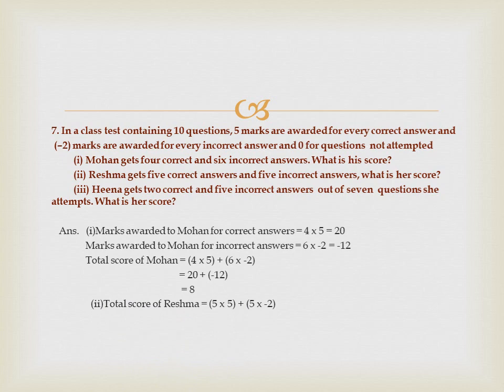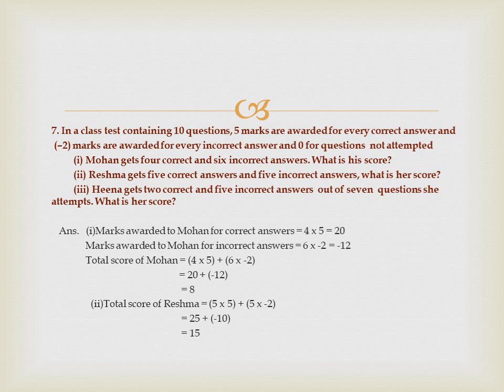5 correct answers means 5 into 5, 25. And how many incorrect answers? 5 incorrect answers also. Therefore, for one incorrect only negative 2 marks. Therefore, 5 into negative 2, negative 10 also to be added. Therefore, total score of Reshma is equal to 25 plus negative 10, that is equal to positive 15.